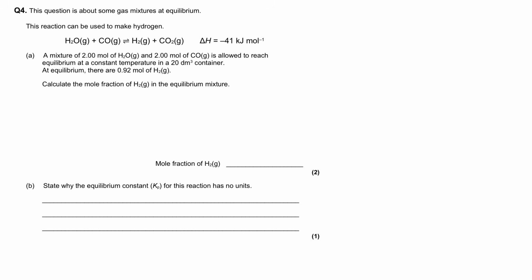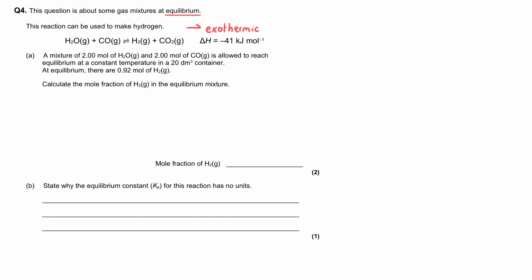This question is about some gas mixtures at equilibrium. This reaction can be used to make hydrogen, and we've been given a chemical equation with water reacting with carbon monoxide and producing hydrogen and carbon dioxide. We're shown that it's an equilibrium, we've got the reversible reaction symbol here, and the enthalpy change is minus 41 kilojoules per mole, showing that that is exothermic.